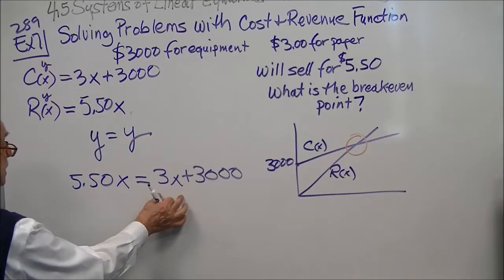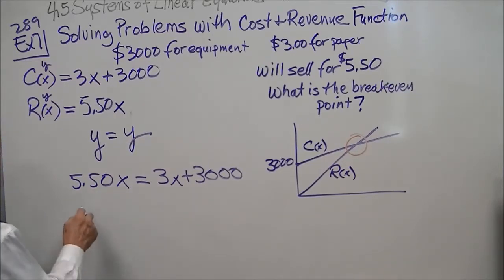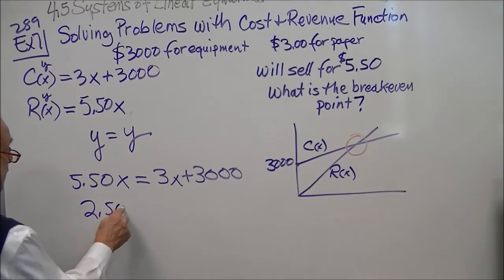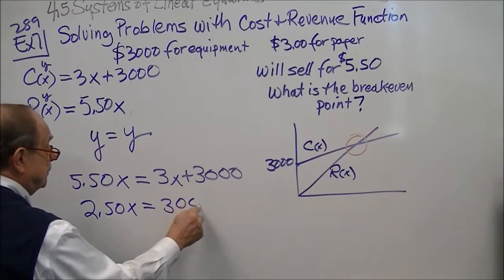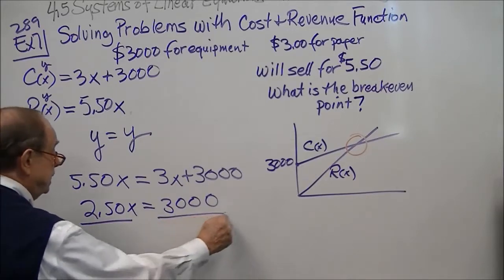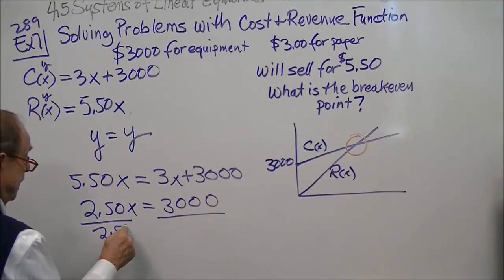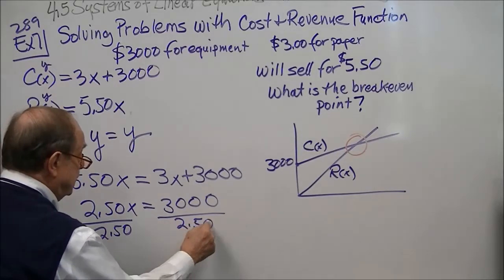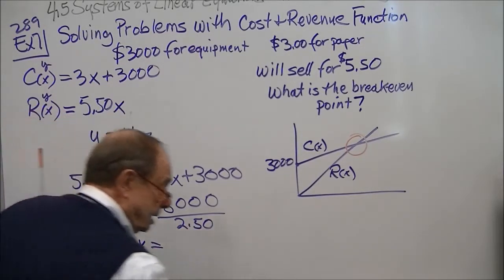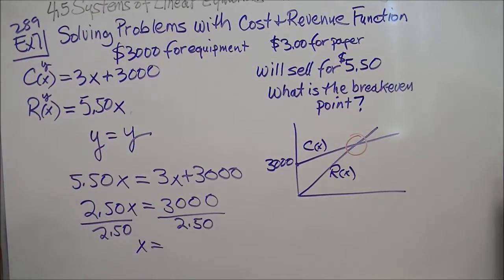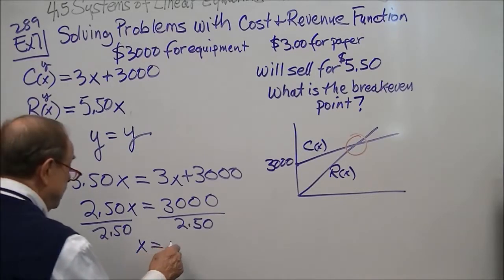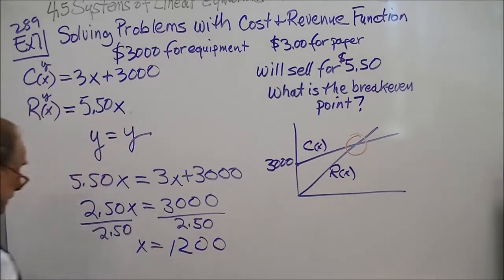So I'm going to subtract 3x from both sides, and that's easy. That's 2.5x equals 3,000. And now divide both sides by 2.50. I didn't get rid of the decimals because there were so few. So this is going to be 3,000 divided by 2.5. And I end up with 1,200. But again, 1,200 is a number.